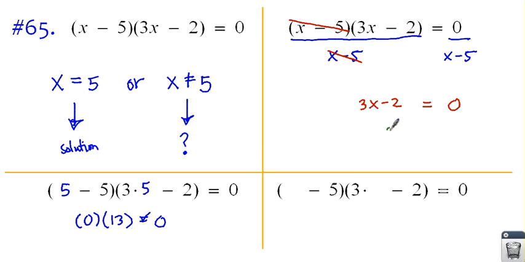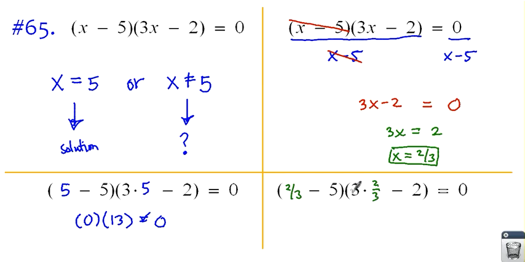Just add 2 to both sides. 0 plus 2 gives 2. Divide both sides by 3. 2 divided by 3 gives 2/3. And if we replace each instance of x with the number 2/3, we get the following.